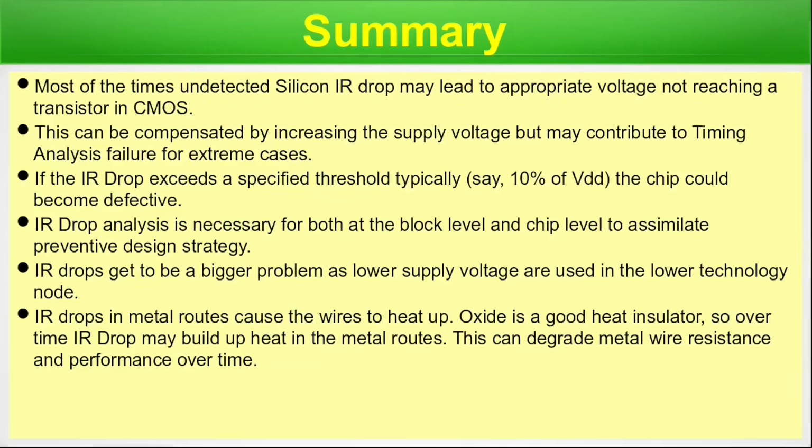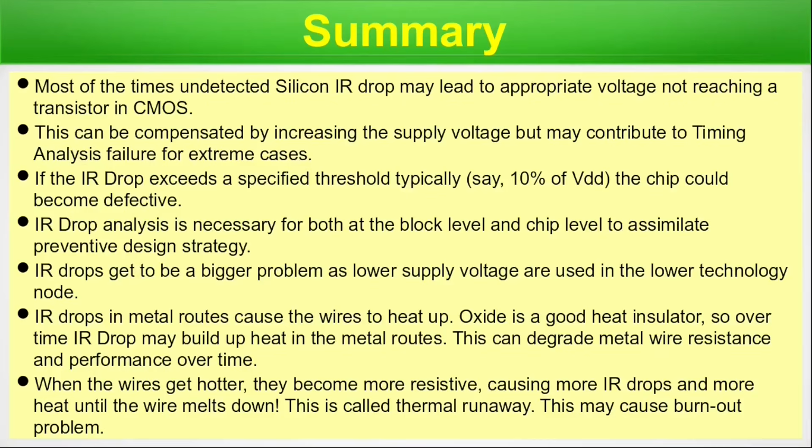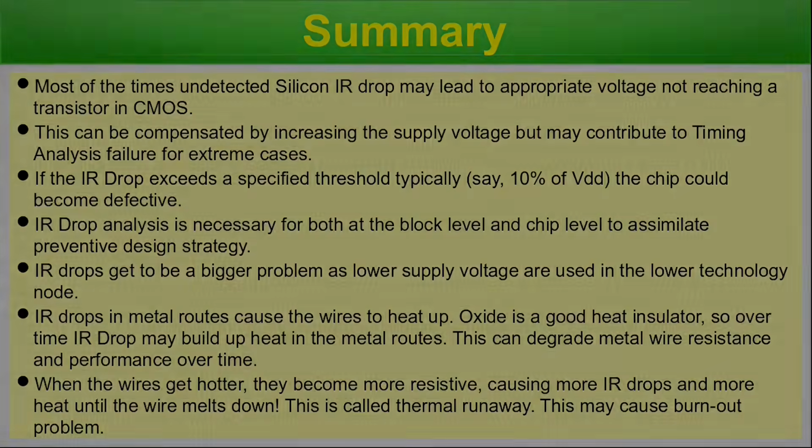IR-Drops in metal routes cause the wires to heat up. Oxide is a good heat insulator, so over time, IR-Drop may build up heat in the metal routes. This can degrade metal wires' resistance and performance over time. When the wires get hotter, they become more resistive, causing more IR-Drops and more heat until the wire melts down. For thermal runaway, this may cause a burnout problem. So we are done with this particular slide. Let's move on.